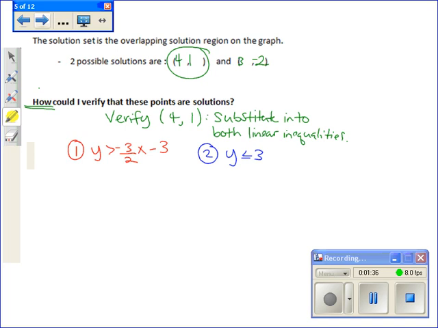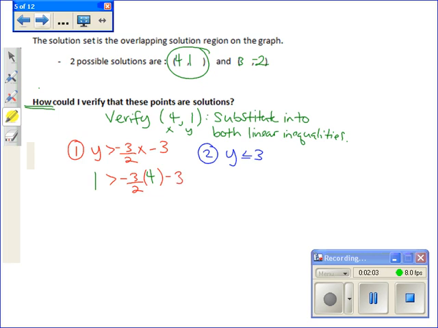Okay, so this time I'm just going to take this point. Remember that x is 4 and y is 1. And I'm just going to plug those values in for y and for x into both of them. So I'm going to put a 1 in here for the y. Okay, so it's 1 is greater than -3/2. And instead of x, I'm going to write 4 for x. Okay, minus 3.